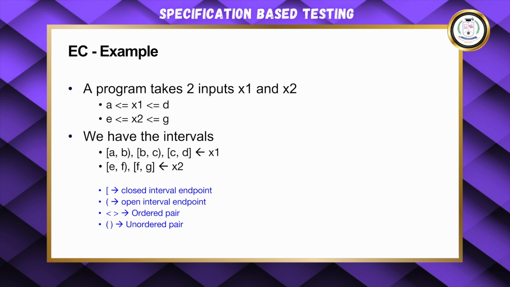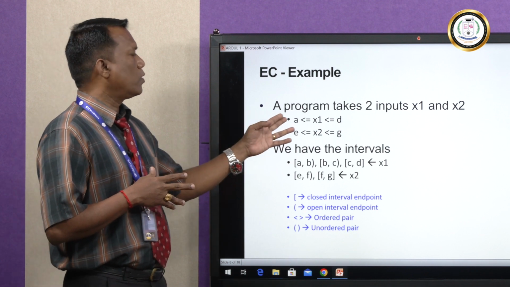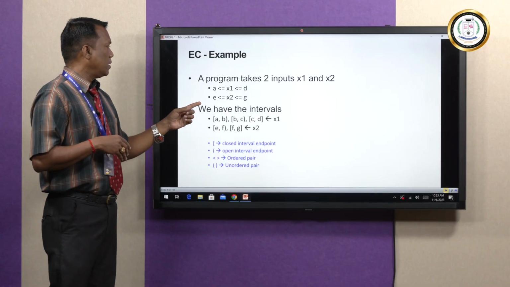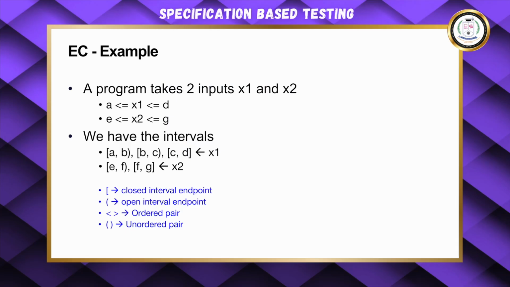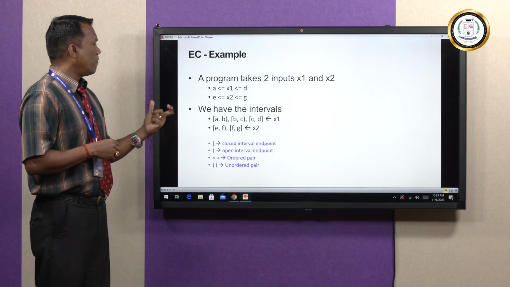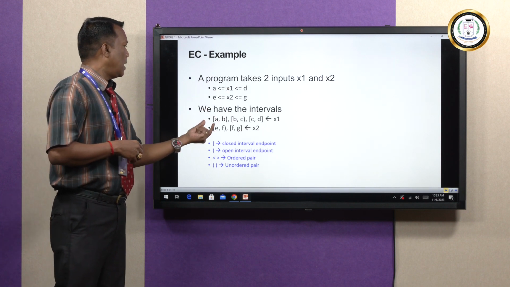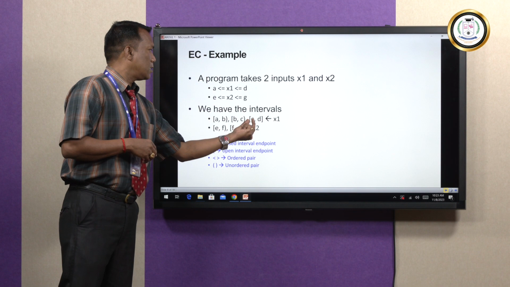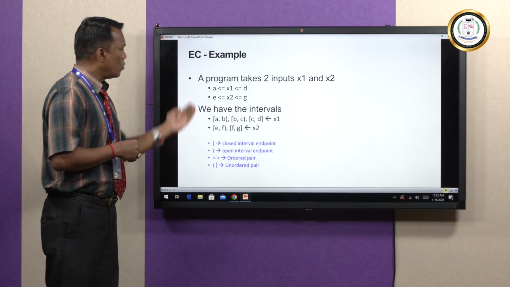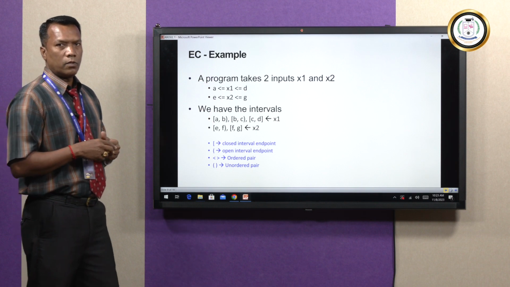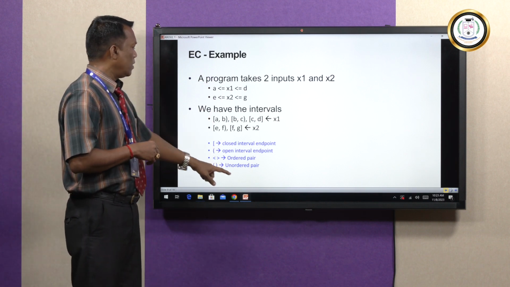For example, I have a program that takes 2 inputs, x1 and x2, where x1 is between A and D, and x2 is between E and G. So we take the interval A to D as a set for x1 and E to G as a set for x2. I am trying to define the classes for A to D: AB is a group, BC is a group, CD is a group. These are all subsets of A to D. Whereas EF is a group and FG is a group. These are all subsets of E to G. From these groups, we provide the inputs and execute them.